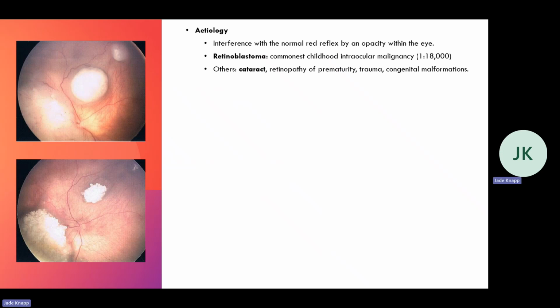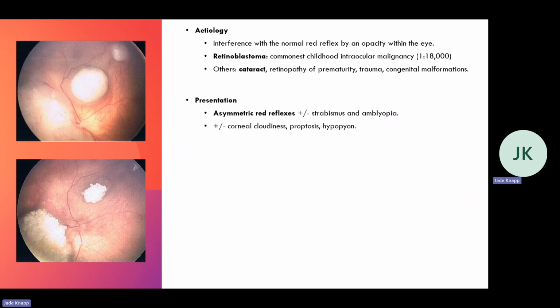So in general terms, leukocoria, you've got an absent red reflex due to an opacity somewhere. Now, if you just think logically, front to back, the opacity can be anywhere: cornea, anterior chamber, lens, vitreous, back of the eye, retina, right? Retinoblastoma is in fact the commonest childhood intraocular malignancy, as I said, 1 in 18,000. We get a few in WA every year. And then cataract would definitely be the next most common one. So congenital cataract. But there are others, okay?